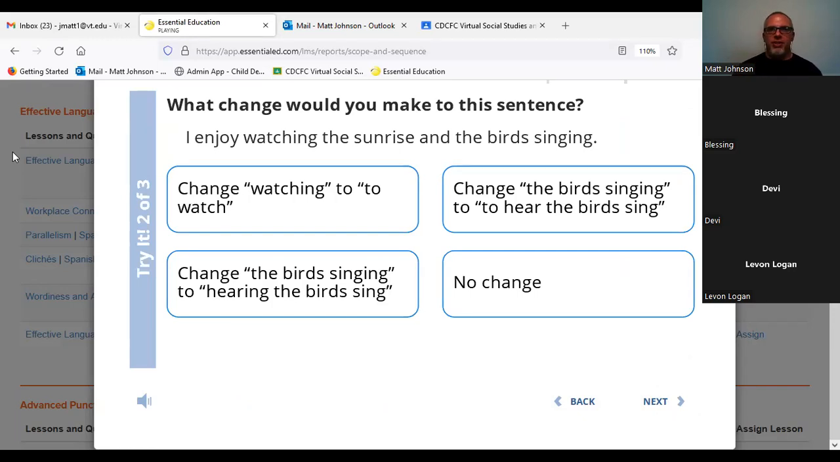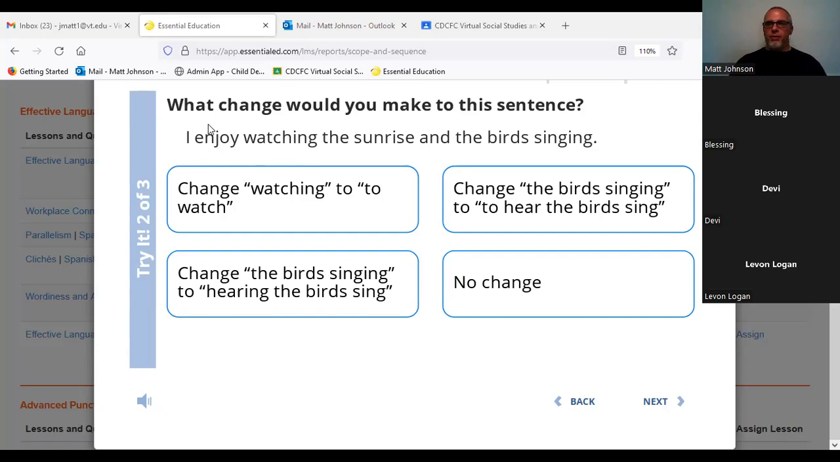So I enjoy watching the sunrise and the birds singing. And that one's pretty subtle. You might get away with that, but you want to change the birds singing to hearing the birds sing. So it's change the bird singing to hearing the bird sing.